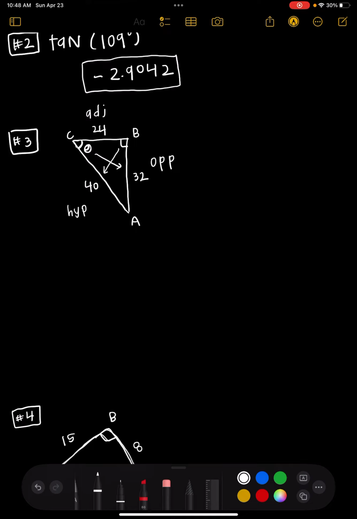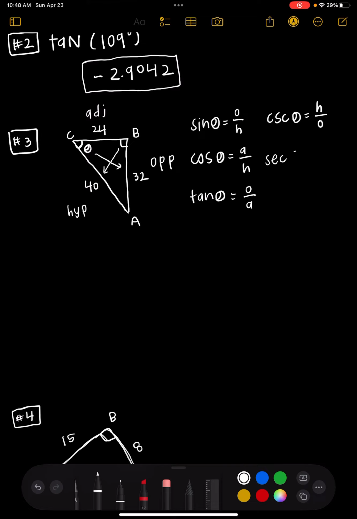Okay, now that I have them labeled, I'm going to write down all of those ratios really fast again. Sine of theta is opposite over hypotenuse. Cosine theta is adjacent over hypotenuse. Tangent theta is opposite over adjacent. Then we've got cosecant theta is hypotenuse over opposite. Secant of theta is hypotenuse over adjacent. And cotangent theta is adjacent over opposite.